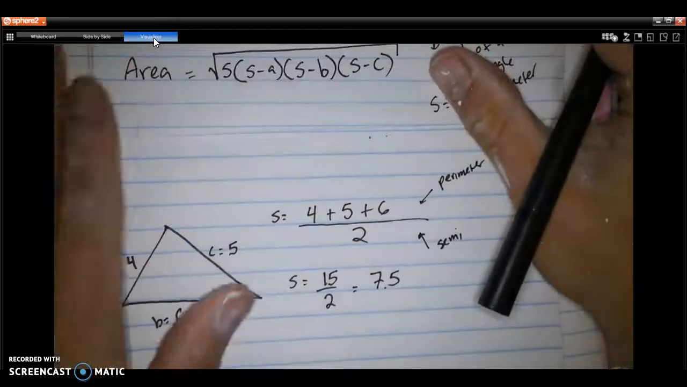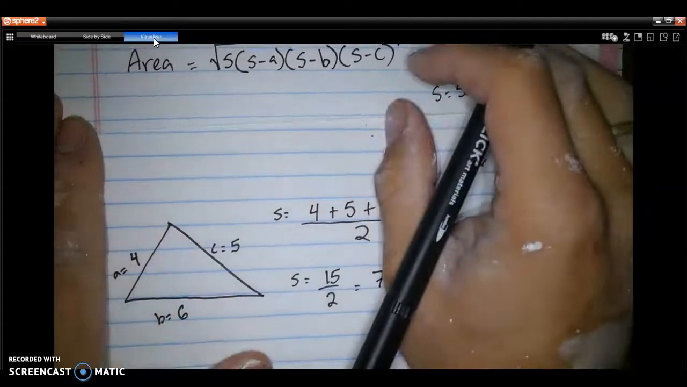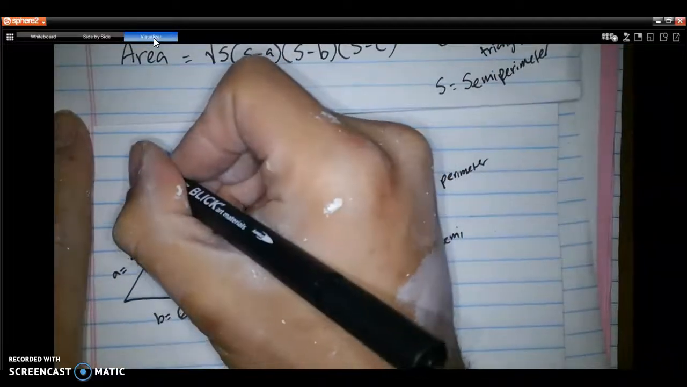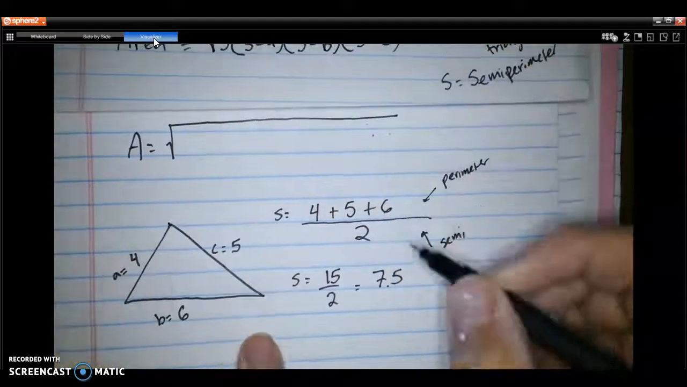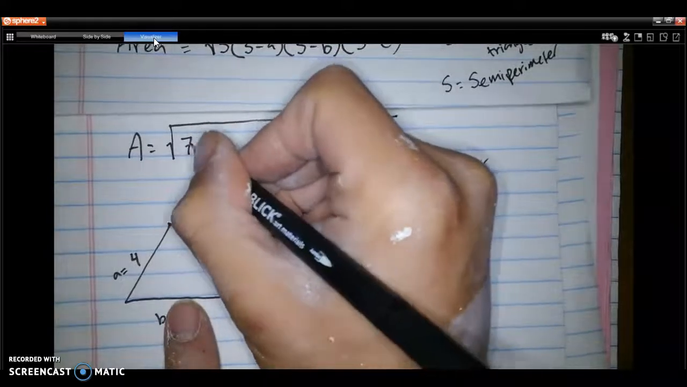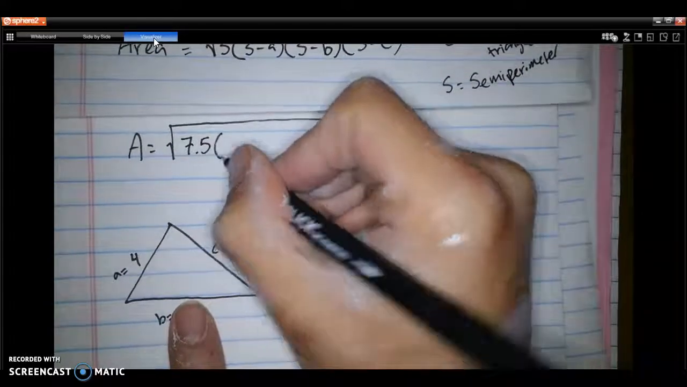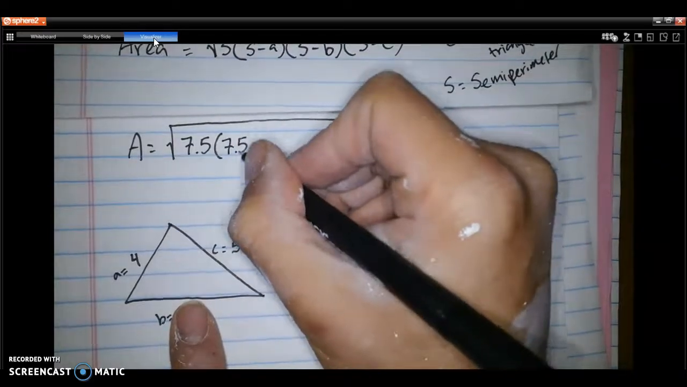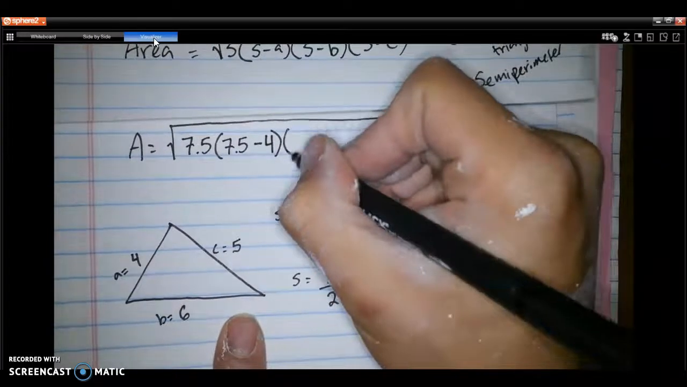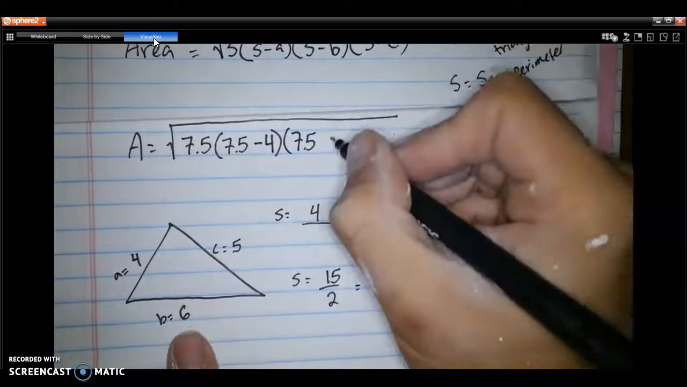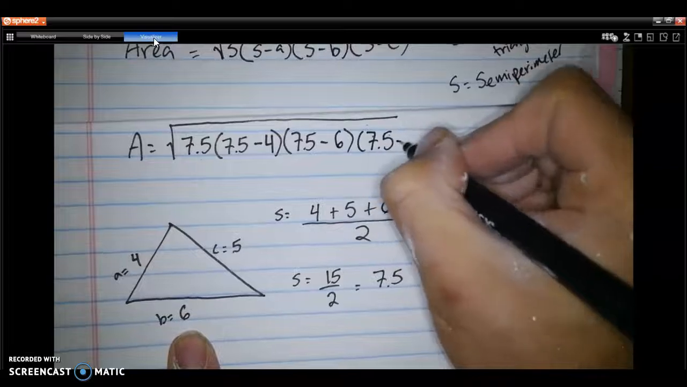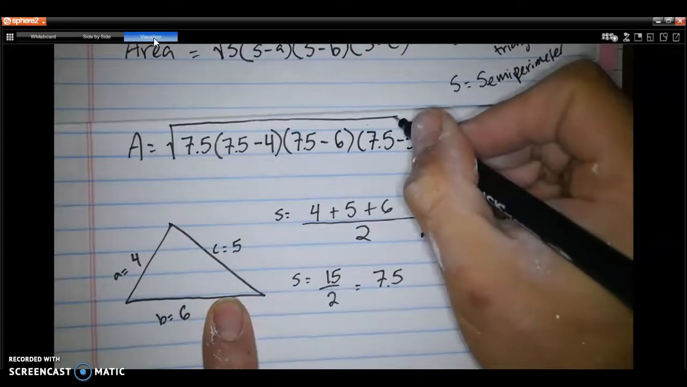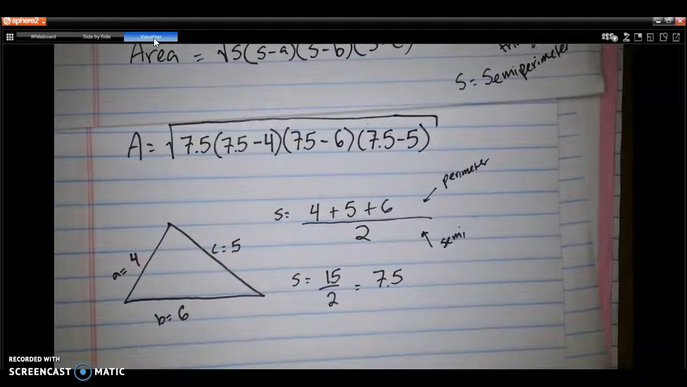So if we want to fill this into our area equation, the area equation is going to be, I'm just going to use A, is equal to the square root of our semi-perimeter, 7.5, times S, 7.5 minus A, minus 4, 7.5 minus B, which is 6, 7.5 minus C, which is 5. We substitute into our formula.